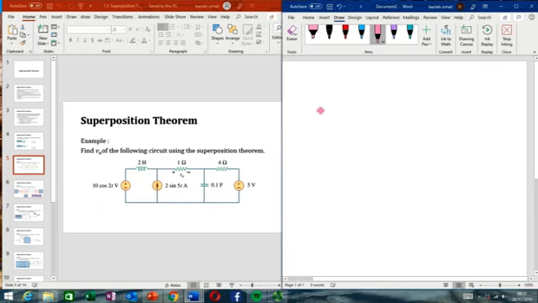Okay, so let us start doing the calculation. First step, we need to consider one source and remove the rest of the sources. So for this case, in step 1, maybe we can keep VAC and remove IAC and VDC.